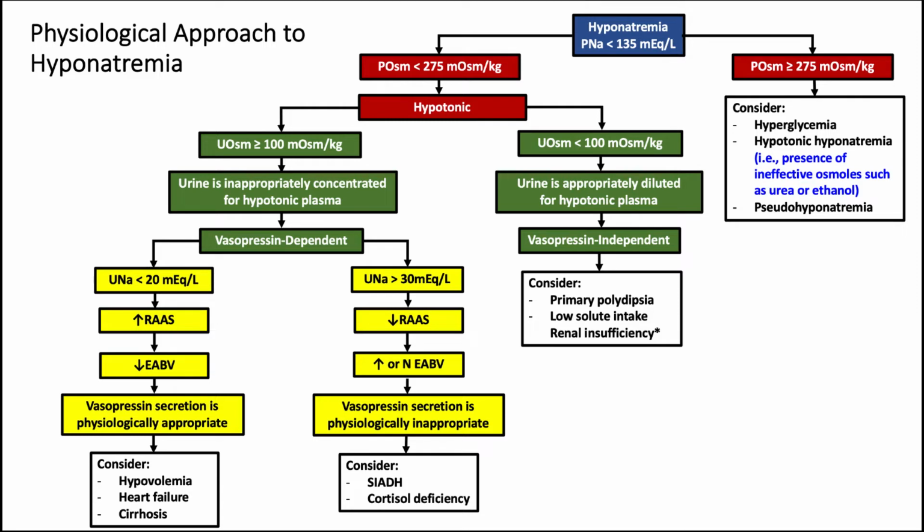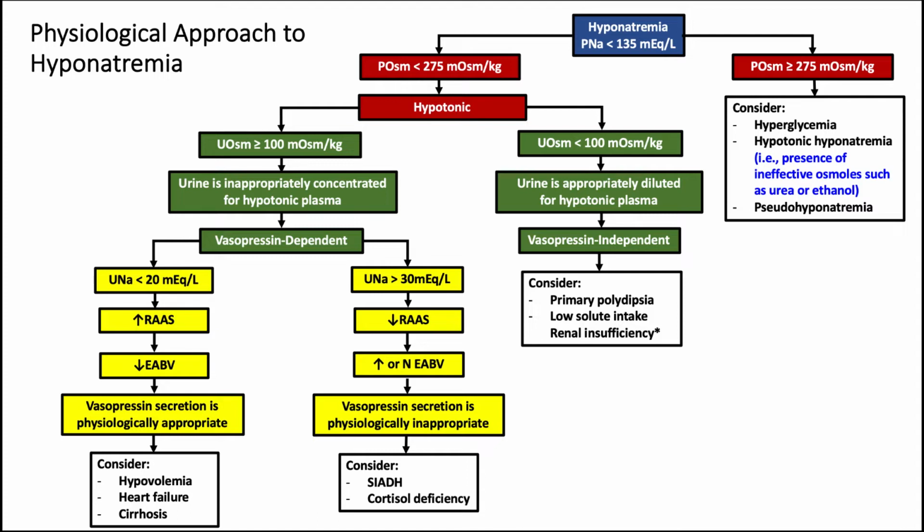If the plasma osmolality is less than 275, that is hypotonic hyponatremia. Then I look at the urine osmolality. If the urine osmolality is less than 100, that means that the urine is appropriately diluted for hypotonic plasma. And that means that there is no ADH. It's a vasopressin independent process. So my three main differentials are primary polydipsia, low solute intake in all its varieties, beer potomania, tea and toast diet, and renal insufficiency, with the caveat that in renal insufficiency the urine osmolality is less than the plasma osmolality, but usually not less than 100.